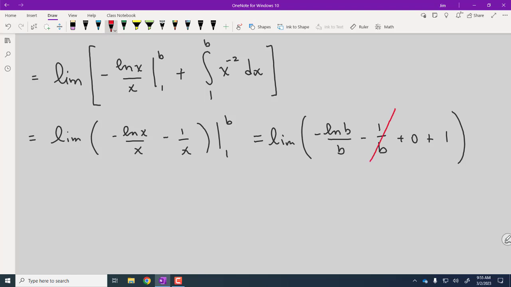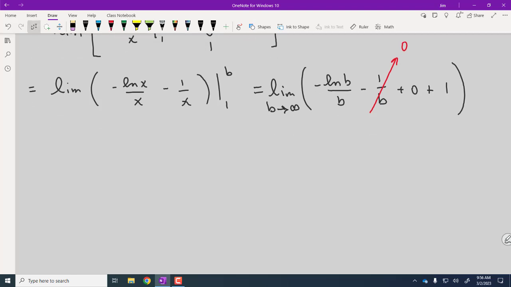One over b. As b shoots off to infinity, where does 1 over b go? 0, for sure. And limit of 1 is 1. Limit of a constant is itself. Natural log of b over b. That's indeterminate, because you have infinity over infinity. Indeterminate. What was our calculus 1 strategy if you had an indeterminate form when you're taking a limit?